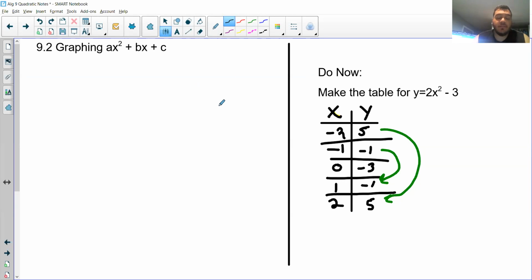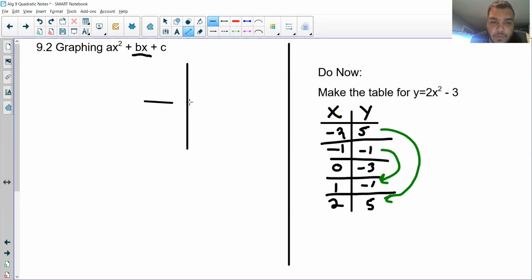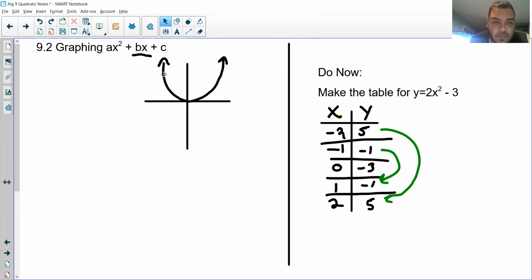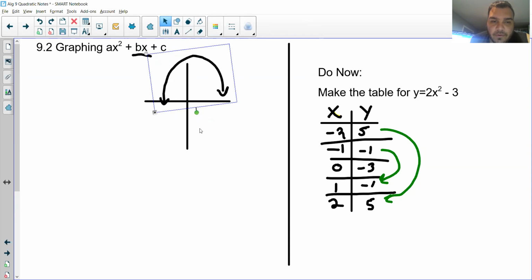Okay, so today what we're going to do is graphing. Now we have a new element, which is the bx. Now, what does the bx do? Well, last time we had a parabola. Look at that parabola. Anytime we added c or minus c, it just moved up and down. Anytime we multiplied by a, it either did that or flipped it over.